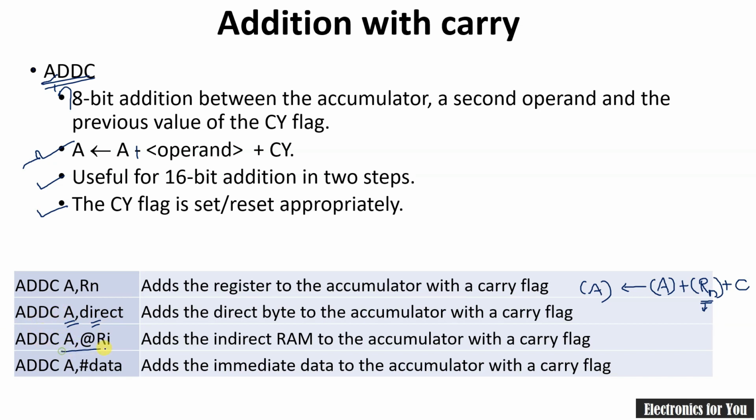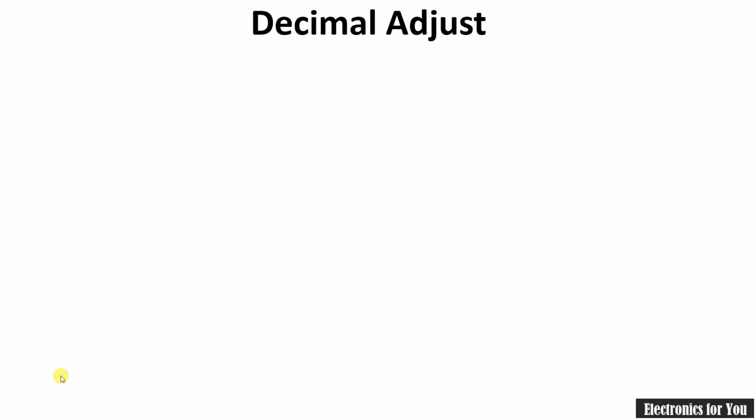Then this is the indirect addressing mode. Whichever address Ri is indicating, that content plus accumulator plus carry flag, and the result is stored into the accumulator. Similarly, accumulator plus 8-bit data plus carry flag will be there and the result will be stored into the accumulator by this instruction.